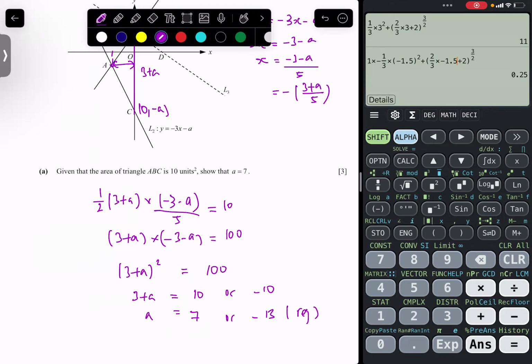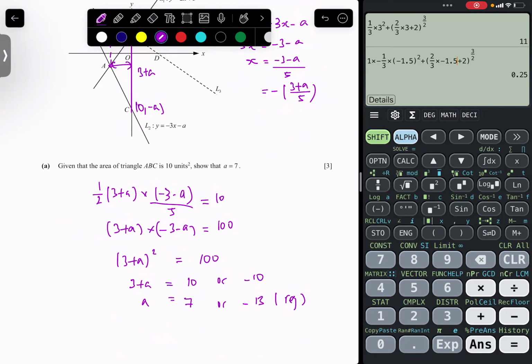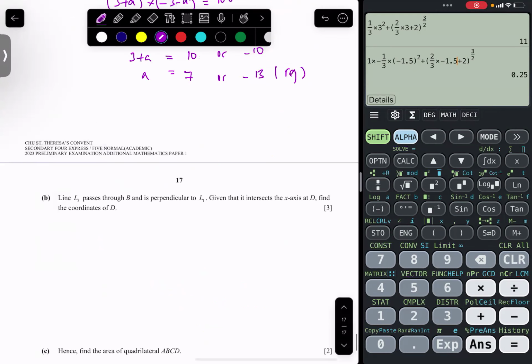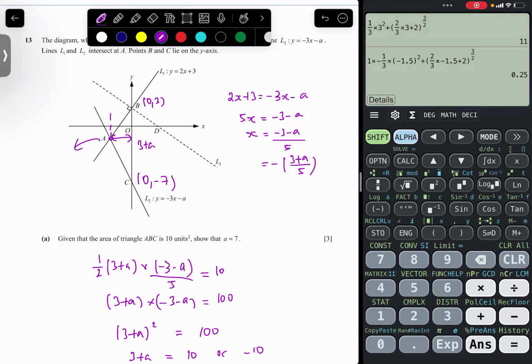So a equals either 7 or -13, which has to be rejected, because a is supposed to be a positive value, since negative a should be negative. If negative a equals 13, it doesn't make sense, so -13 is rejected. So we found two things at the same time. C is actually (0, -7), and A has x equals (3 + 7) divided by 10 over 5, which is 2, so it's -2, and y is -1. So A is the point (-2, -1).